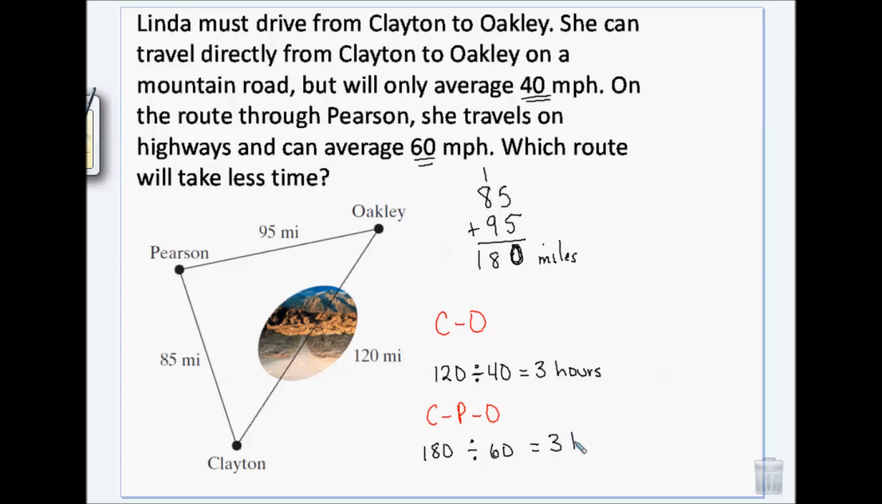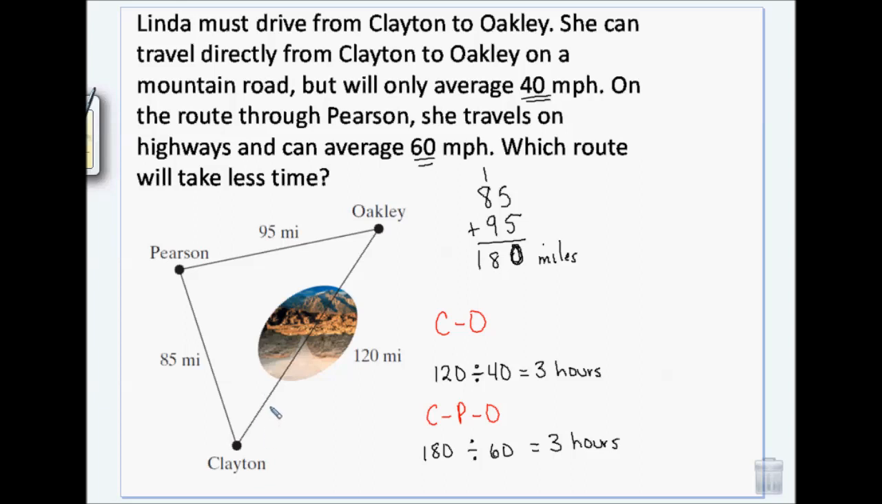This is a terrible example. It's going to take her 3 hours. Awesome. That is an awful example. The example is that she's driving faster, but she's going further. Yeah. But they're asking which route takes less time. Well, neither. Trick question. Yeah, it's a trick question.